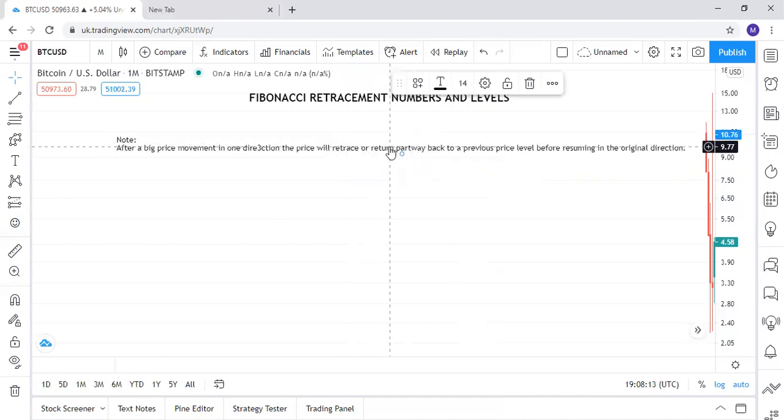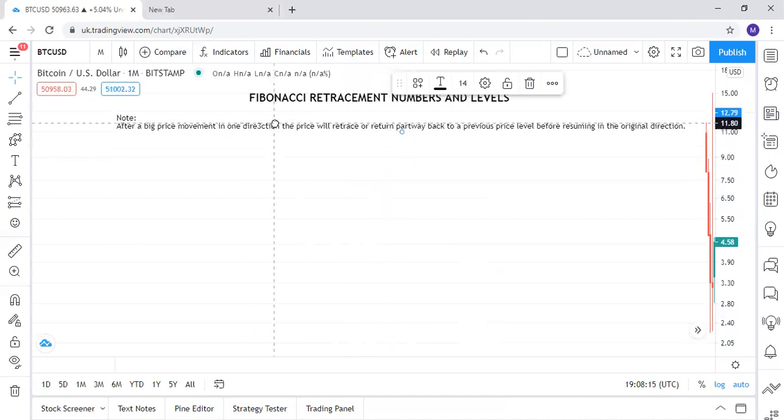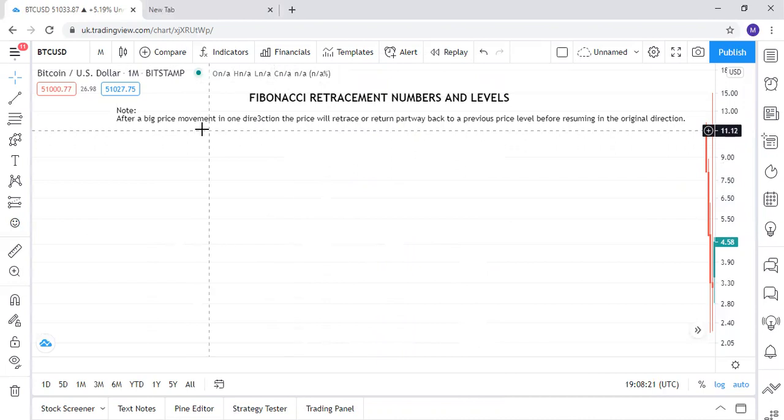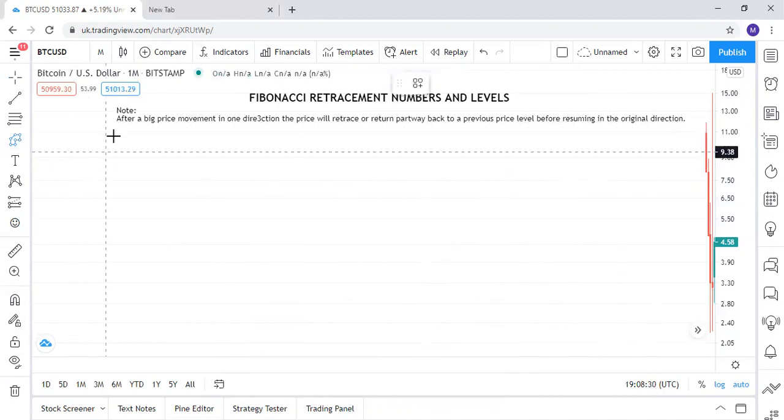So it's important I put this out there so that we can all note it. Please, you guys should always note this. After a big price movement in one direction, the price will retrace or return pathway back to a previous price level before resuming in the original direction. So it is a rule of the market. The price can't just move like this.